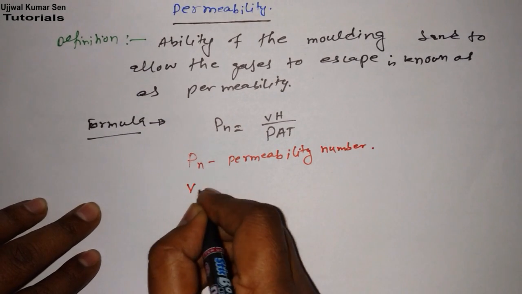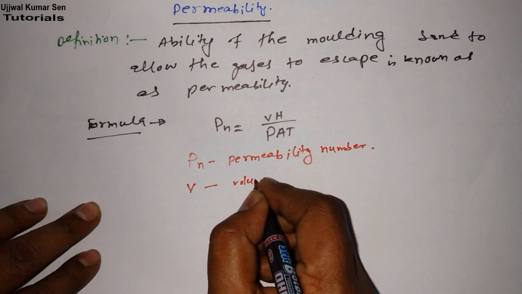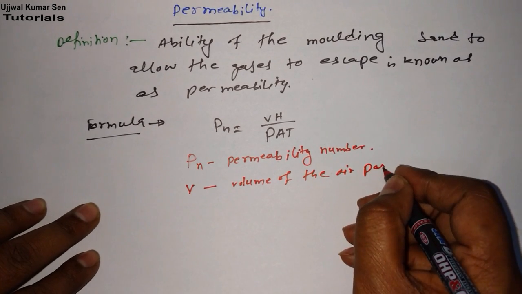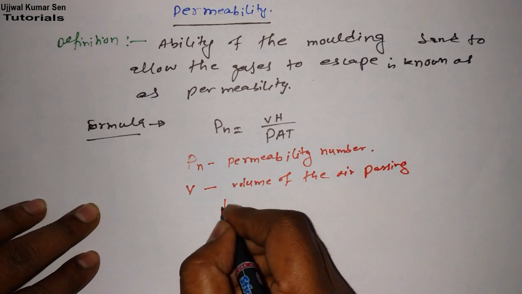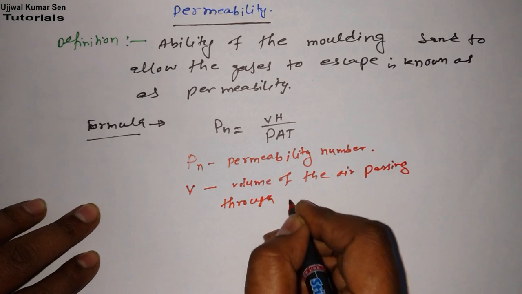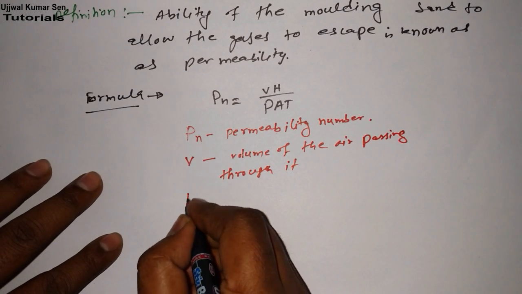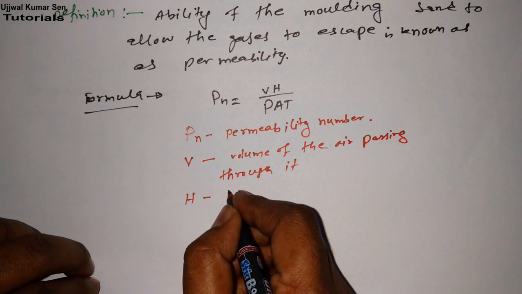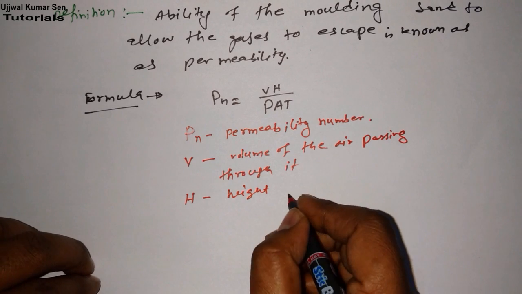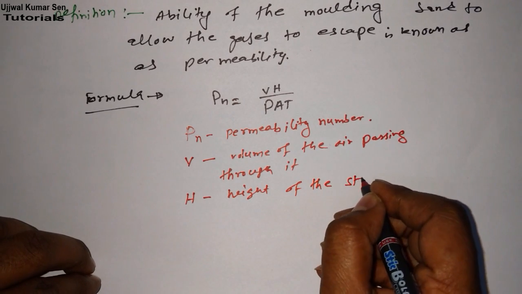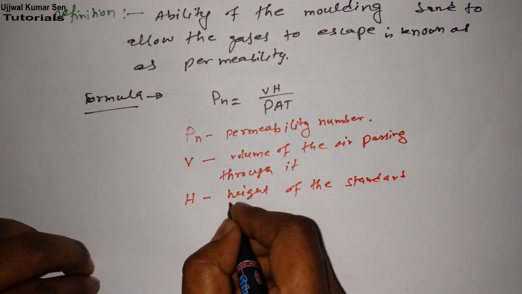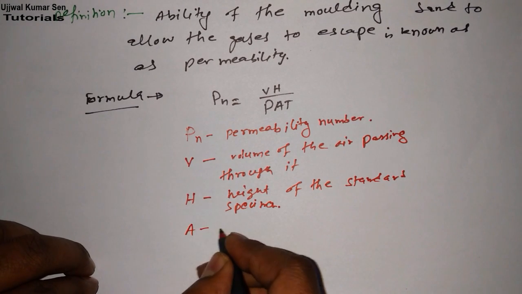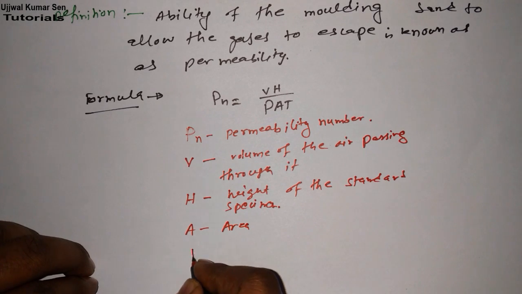V means the volume of the air passing through it, right? And H is the height of the standard specimen. And what remains? A is the area, and T is the time.